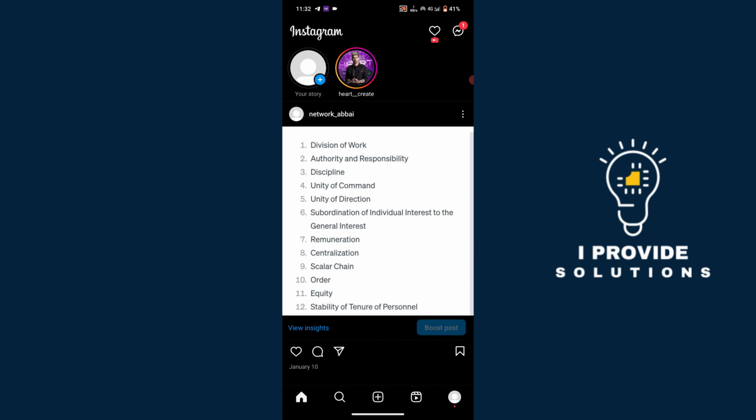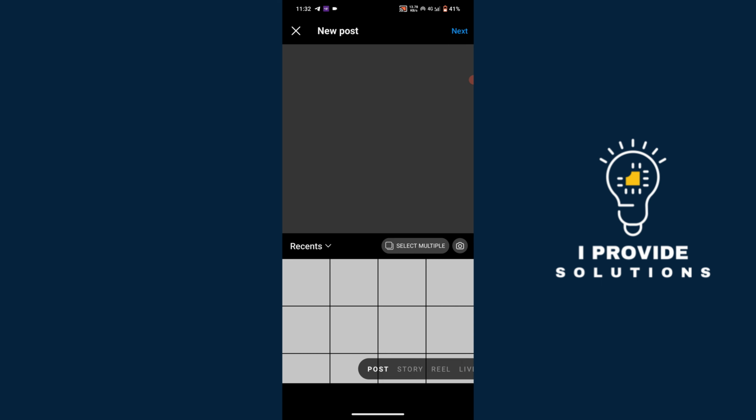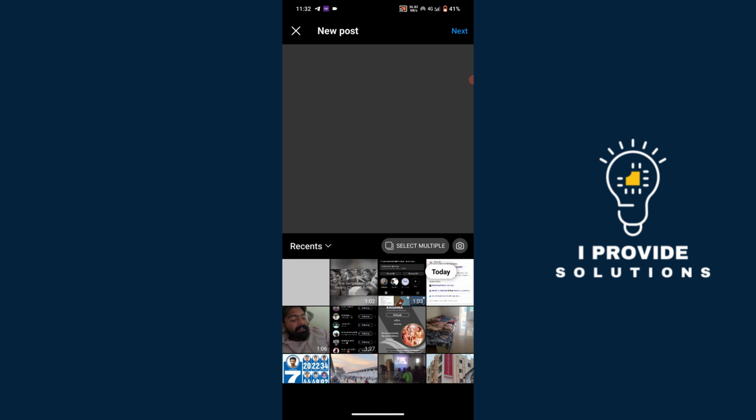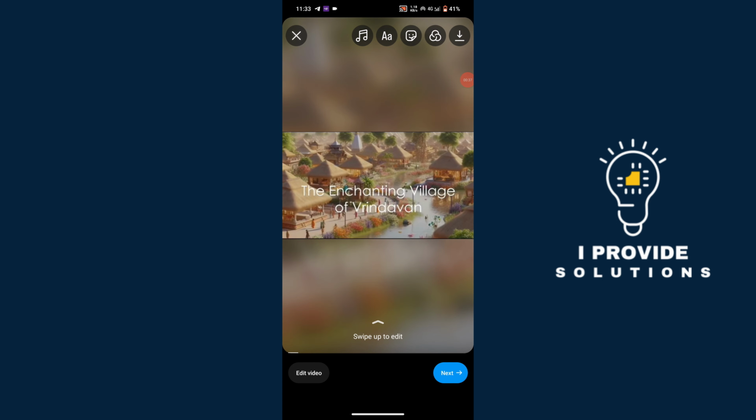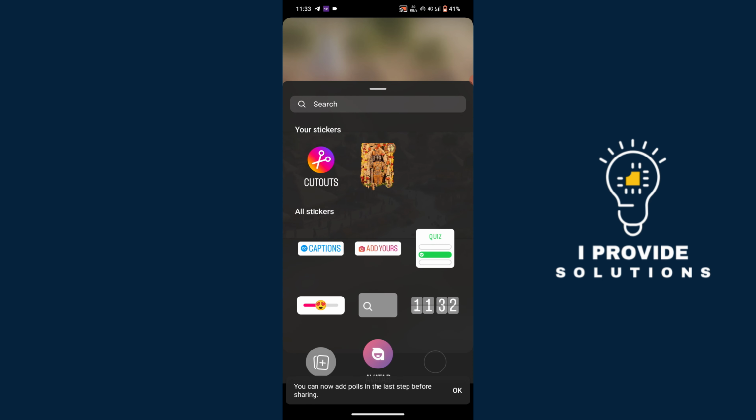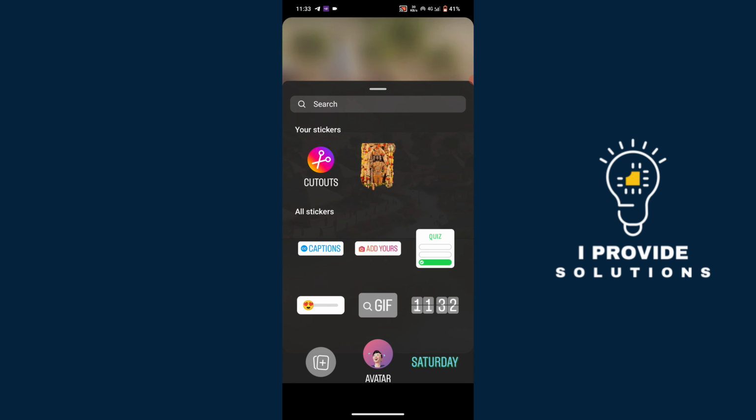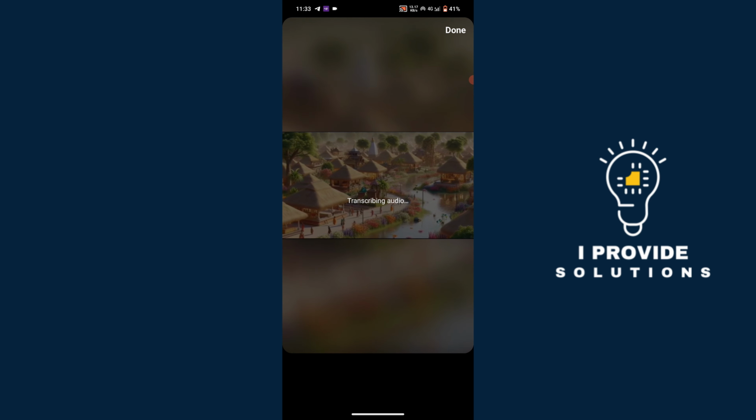After that I went to my Instagram account and clicked on the plus option. Here I have one Instagram post. I clicked on the next option. Here I clicked on the caption option instead of the village option, and it was a landscape video.